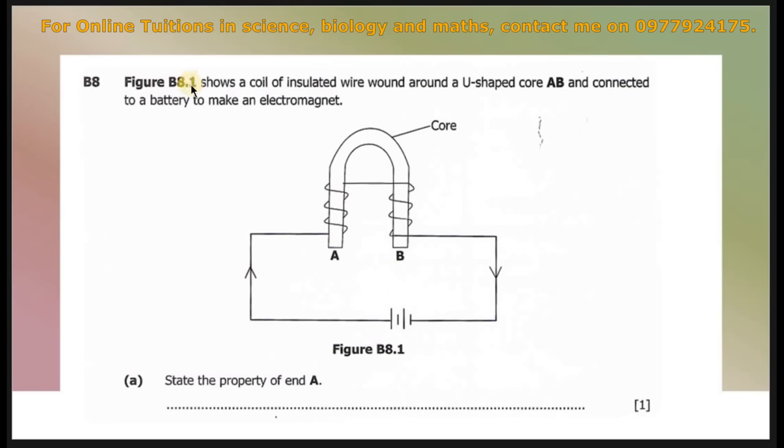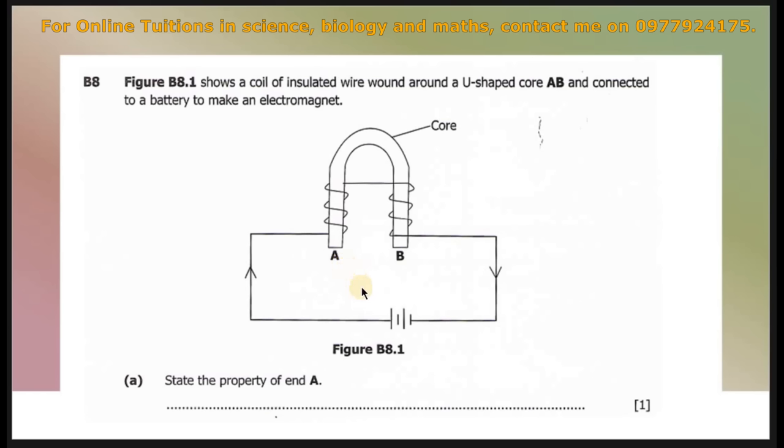So figure B8.1 shows a coil of insulated wire wound around a U-shaped core AB and connected to a battery to make an electromagnet. Okay, so we have this U-shaped core, with a wire coiled around it to make an electromagnet. Then they say A, state the property of end A. What property are they asking? In terms of a magnet they make, is A north or south? So that's what they're asking for.